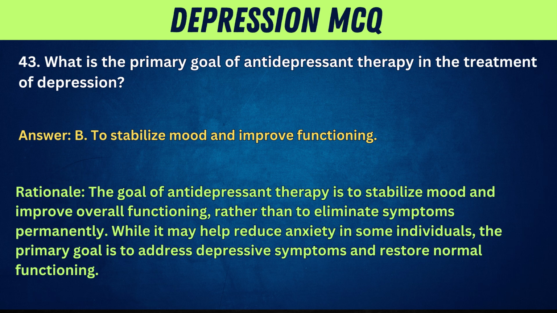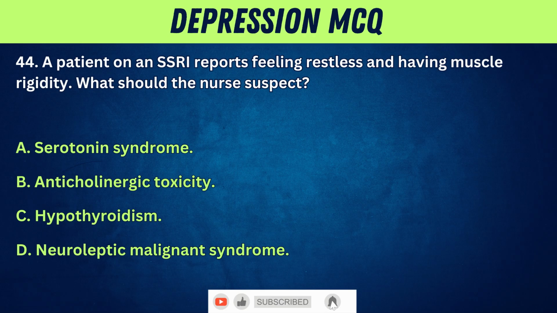Rationale: the goal of antidepressant therapy is to stabilize mood and improve overall functioning, rather than to eliminate symptoms permanently. While it may help reduce anxiety in some individuals, the primary goal is to address depressive symptoms and restore normal functioning. 44. A patient on an SSRI reports feeling restless and having muscle rigidity. What should the nurse suspect?